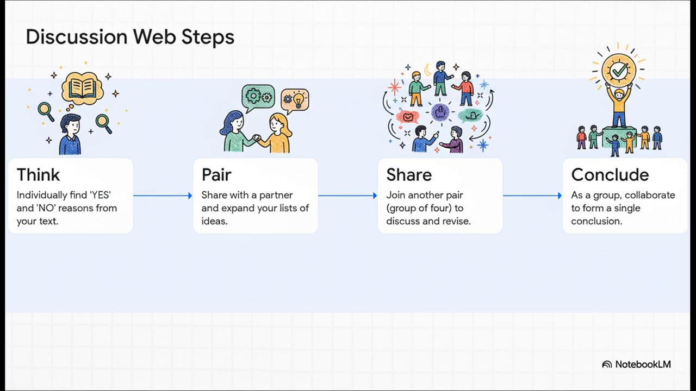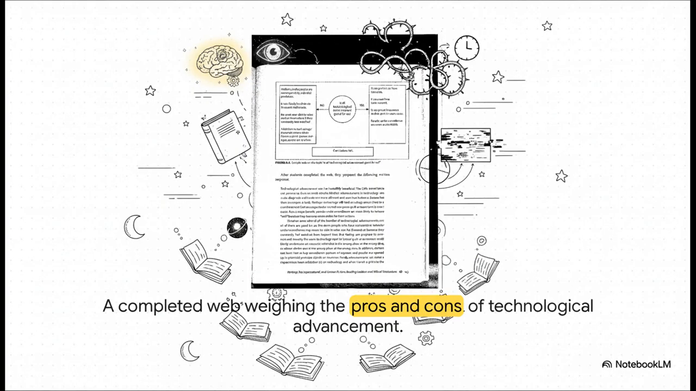Then those pairs team up to make a group of 4. This gradual process builds their confidence and their understanding step by step until they're finally ready to write a solid conclusion. And here's what you get at the end.